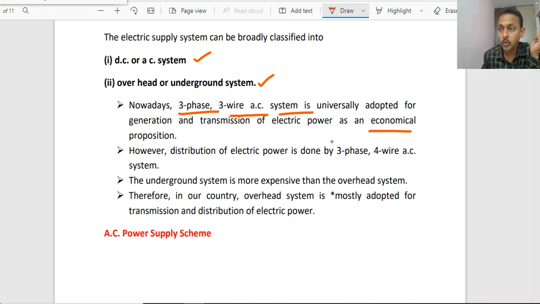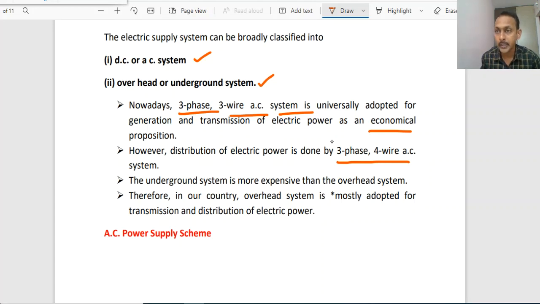Whereas coming to the distribution of power to the consumer or to the customer, it will be done with the help of a 3-phase 4-wire AC system. So the important point is the transmission is carried out using a 3-phase 3-wire AC system, and the distribution of power will be carried out using a 3-phase 4-wire AC system. Again, here we are having underground and overhead systems.